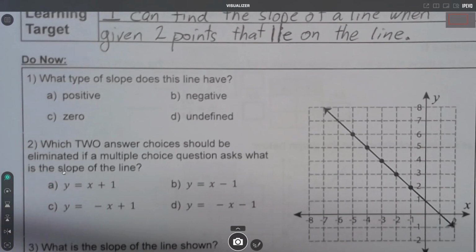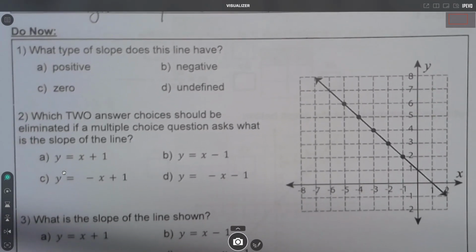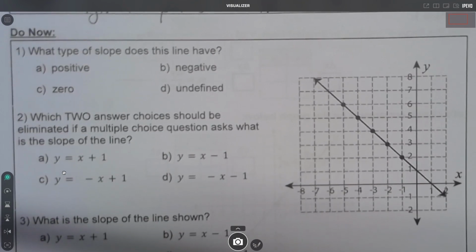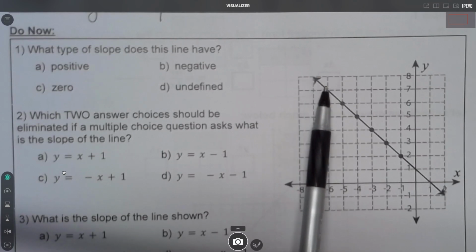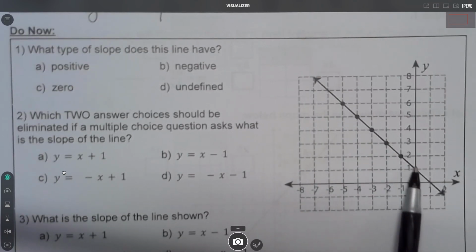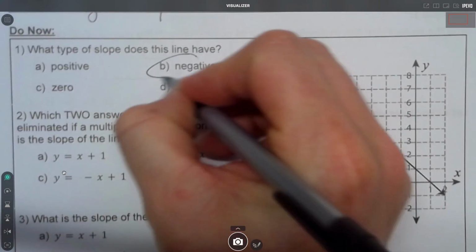Welcome back. I hope that you paused and tried this on your own. So what type of slope does this line have? If I look at this line, it goes downhill. When I slide my pen across it from left to right, it goes downhill, so therefore it has a negative slope.